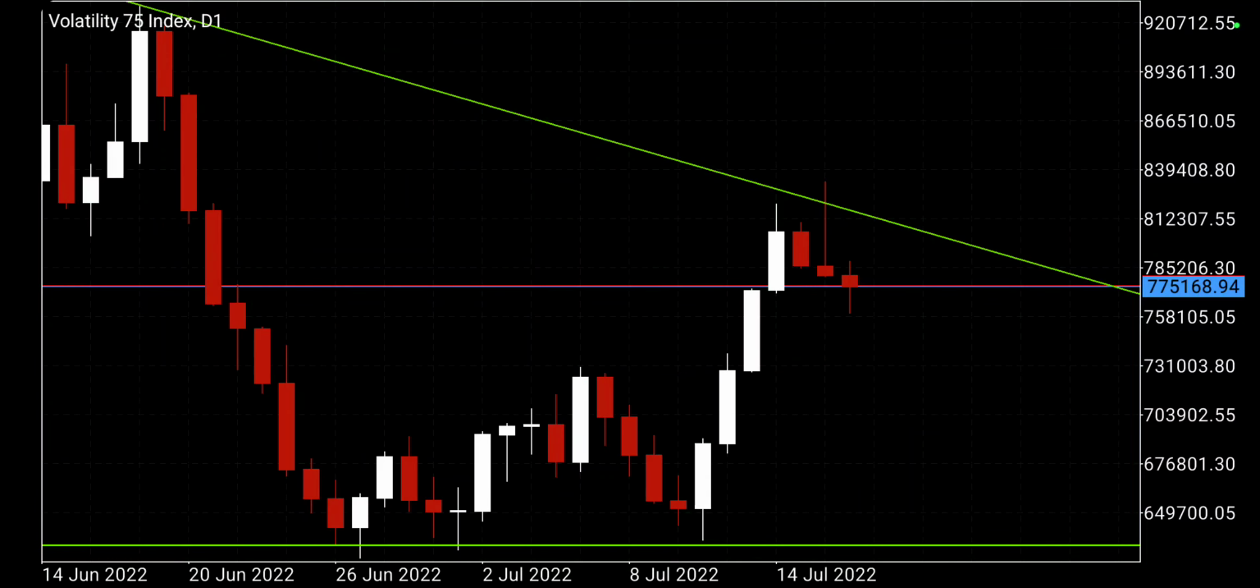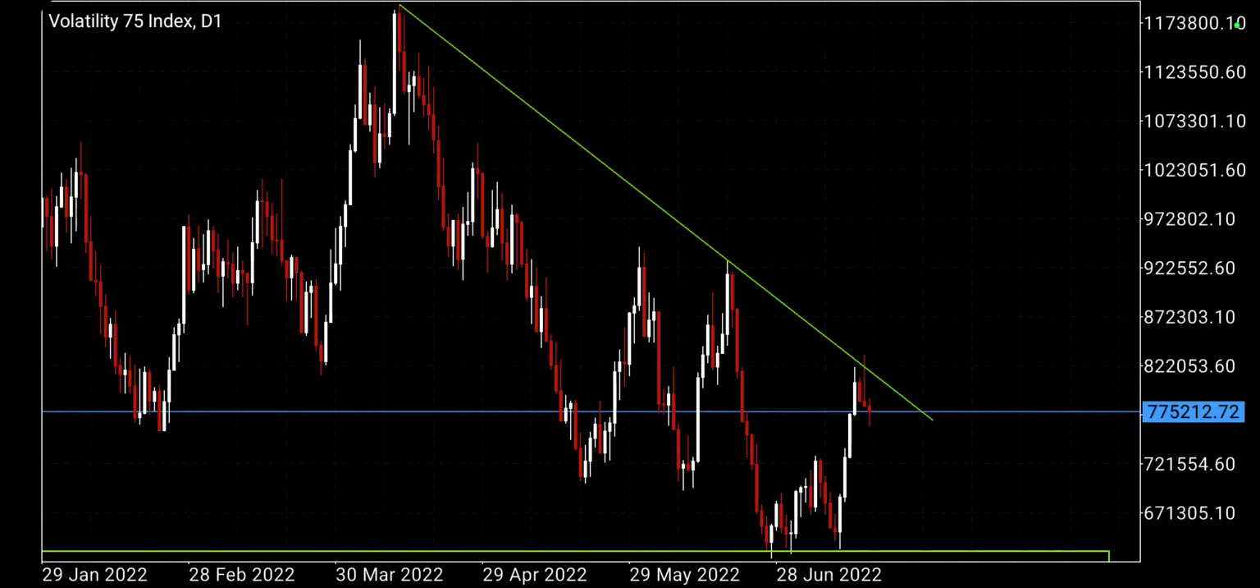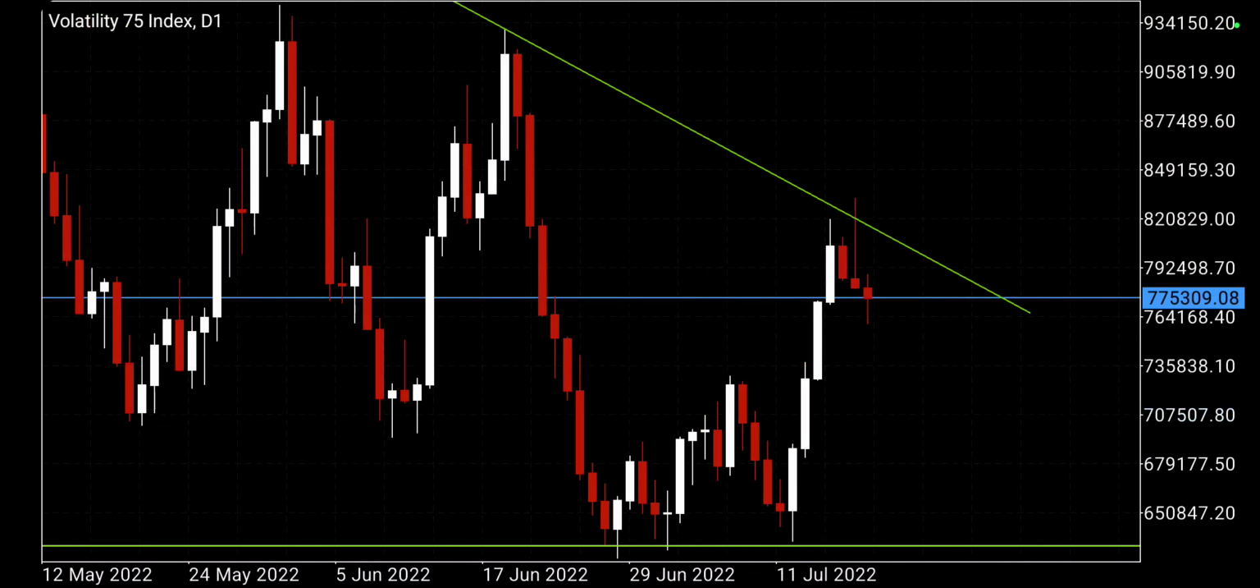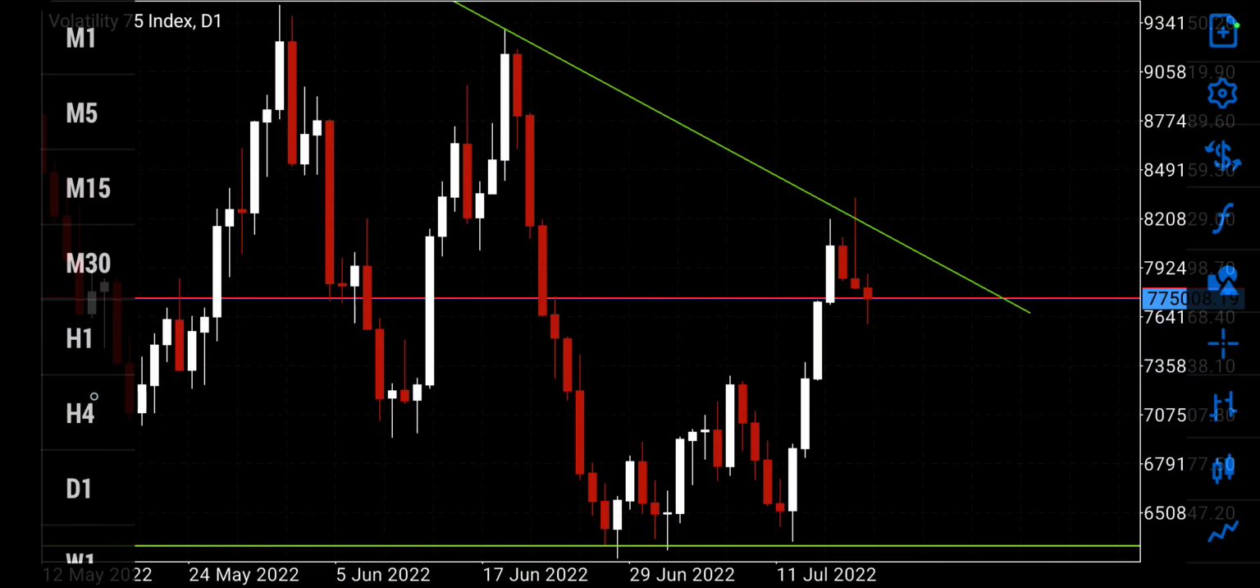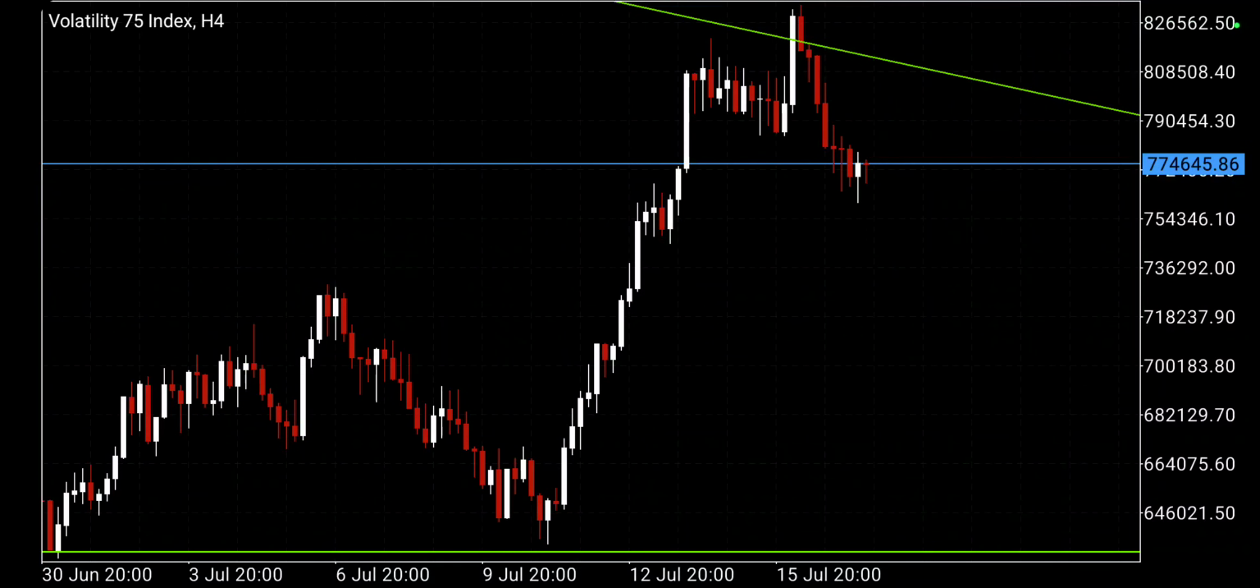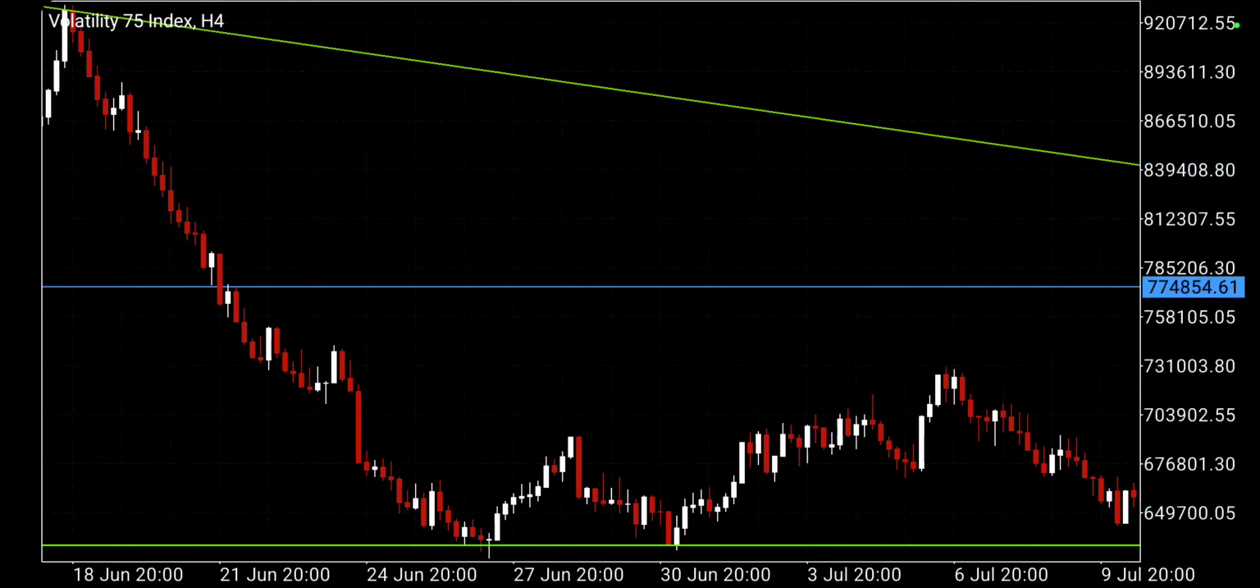But it's just part of the game, guys. You just move on. So here we can see that when it was coming down, what is it that we can take from this one? This is how I had entered my trade. This is how I entered. I would use H4 and enter it like this.